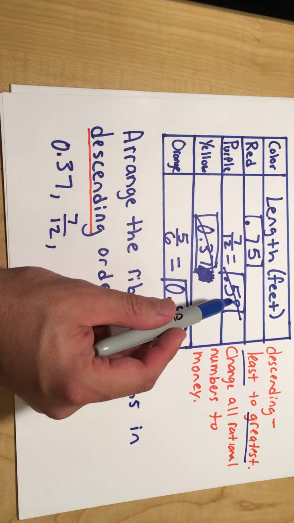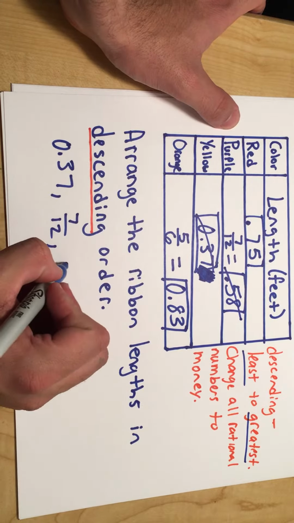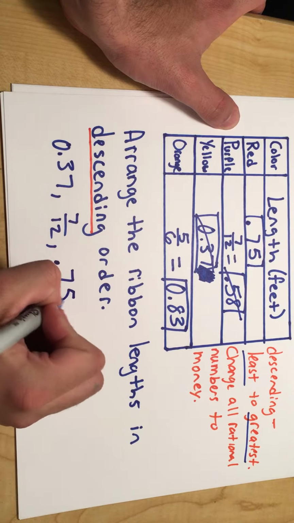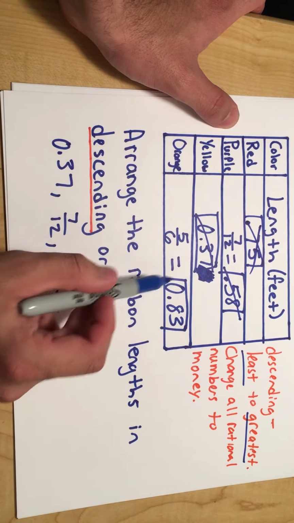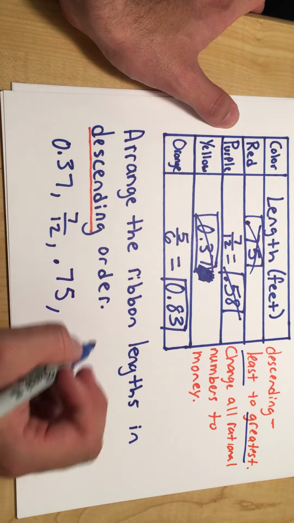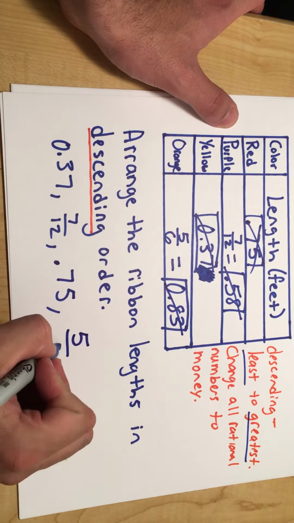And after 58 cents, what would be next? 75 cents. That was in decimal form. And then our last number, our greatest number, is 83 cents, which is 5/6. So I'm going to list again the fraction. I'm not going to list the decimal.